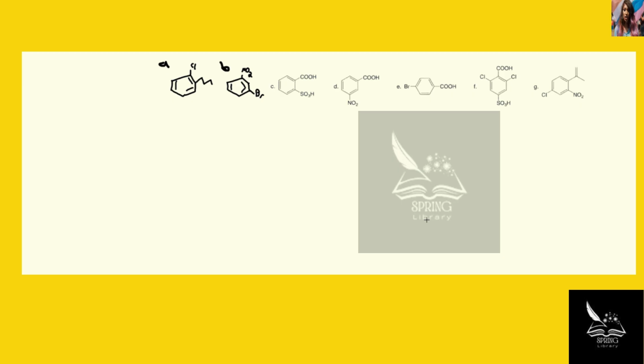Hello everyone, today we're doing chapter 18, problem 64. In this problem, it asks us to synthesize each of these compounds from benzene and use any reagent that we need. So this is essentially retrosynthesis. Retrosynthesis asks us to start from benzene, working our way to get to this final product. So let's start with A.